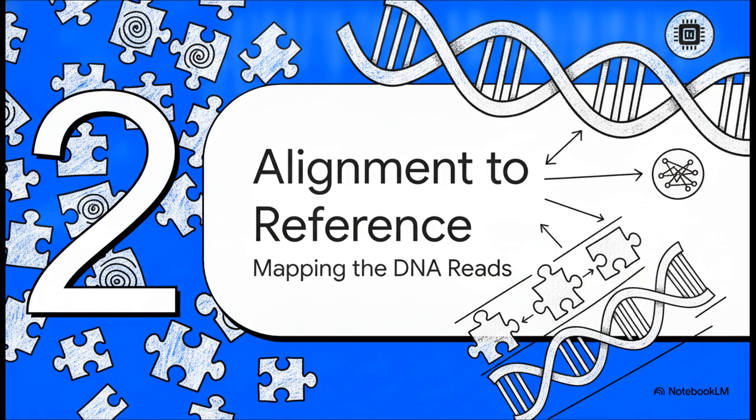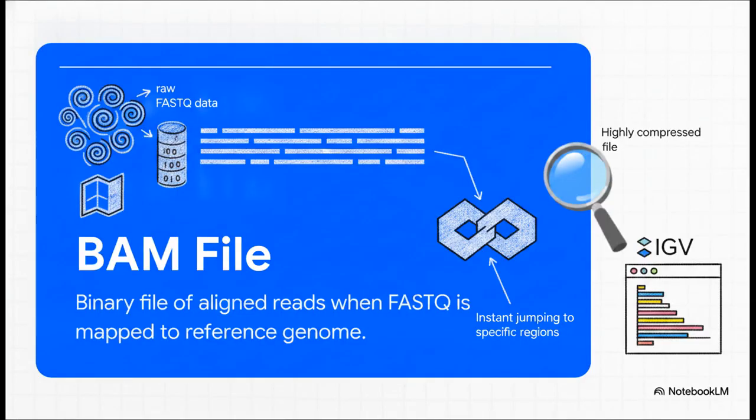Moving to Section 2, alignment to the reference genome, mapping those DNA reads. Using some really powerful software, think tools like BWA or Dragon, that raw FASTQ data gets mapped to a standard human reference genome like GRCh37 or GRCh38. We are essentially matching the patient's DNA to a master map of human DNA.